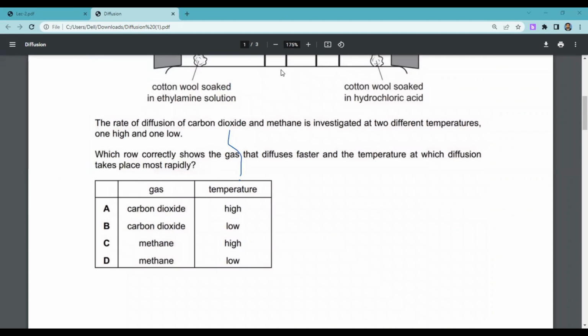Here two gases are provided. The first one is carbon dioxide. When a question comes related to diffusion, your first task is to find the molecular mass of the provided substances. Here we can see the molecular mass of carbon dioxide and methane. The molecular mass of carbon dioxide is 44 gram per mole. The molecular mass of methane, CH4, is 16 gram per mole.